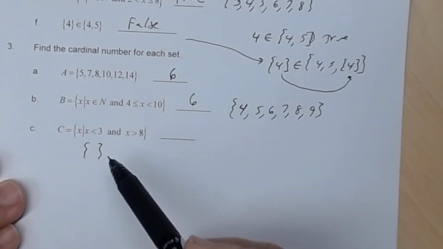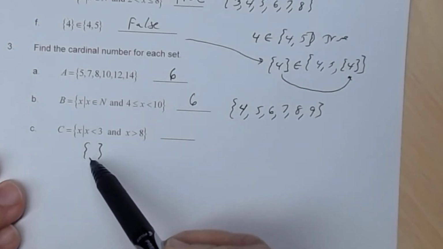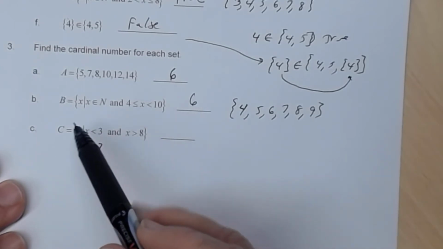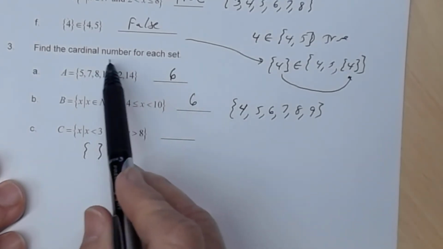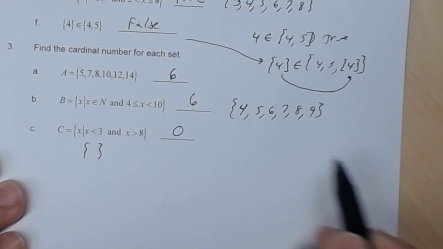And so now I'm going to ask you, how many elements are in this empty set where there aren't any? There aren't any elements in this empty set. So the question is, how many? Remember the cardinal number is how many elements there are. Well, there are no elements, so you're going to say 0.